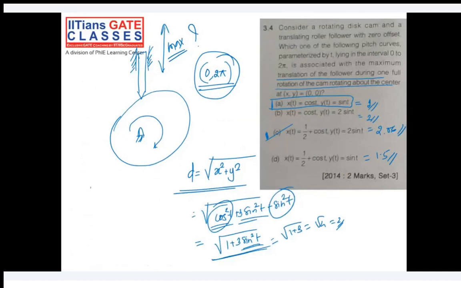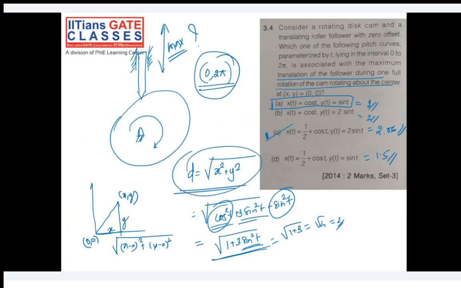Let's say you have a point x comma y, then how do you calculate the distance from 0 comma 0 to x comma y? You calculate it using x minus 0 whole square plus y minus 0 whole square, under root of it, because this is your x distance and this is your y distance. That's why under root of x square plus y square is d here, because you are calculating it from the center of the cam, which is 0 comma 0. They have already given that the cam is rotating about the center, x comma y equal to 0 comma 0. So you have to find the maximum translation of the follower from this center point. Here is a description you can use to calculate d.